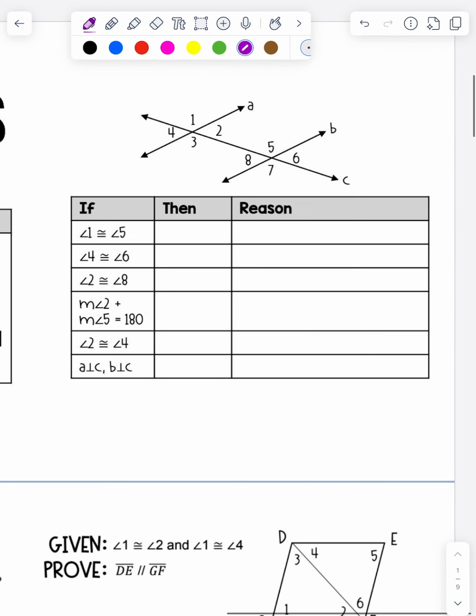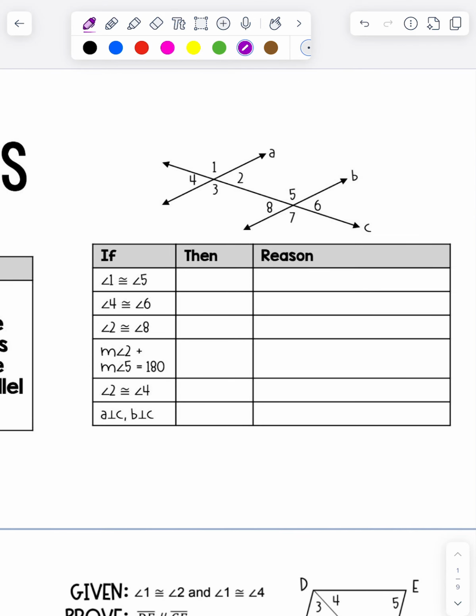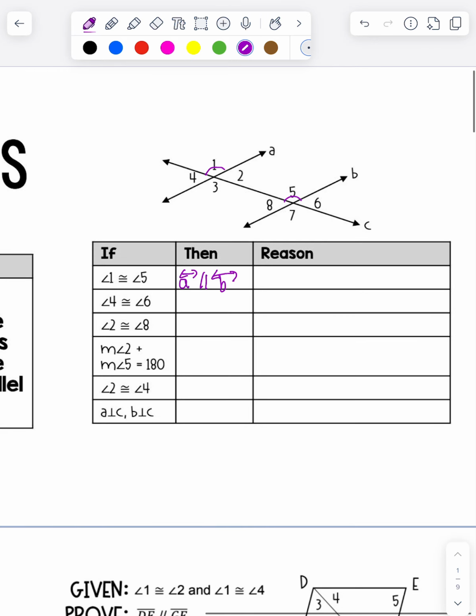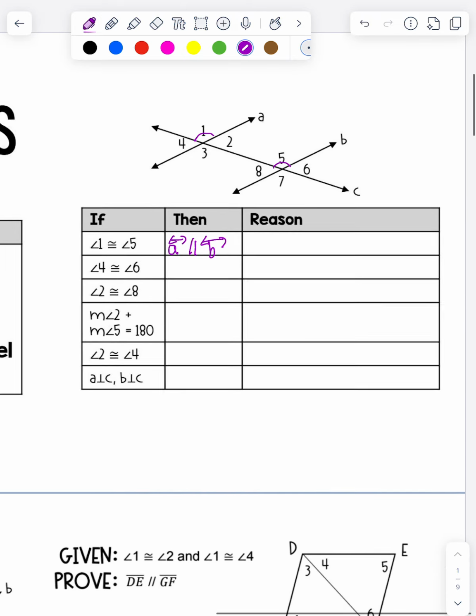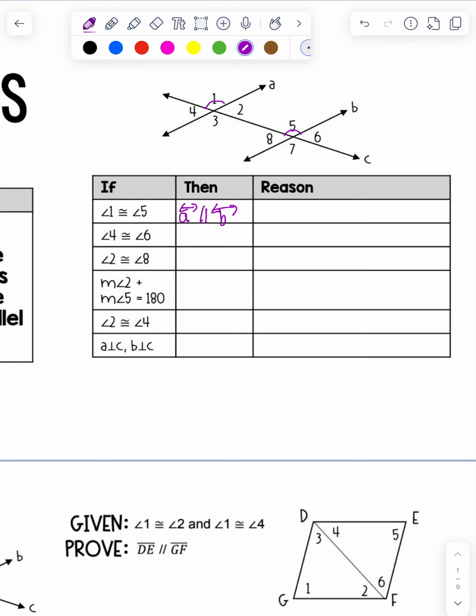So let's take a look over here at the first example, and let's see how we can fill in the chart. So it says if angle 1 is congruent to angle 5, then we can say that line A is parallel to line B, and see if you can pause the video and think about the reason why. And it's because we have corresponding angles that are congruent. So I don't have a lot of room here, so I'm not going to write it out fully, but what you should write is if corresponding angles are congruent, that proves lines parallel.